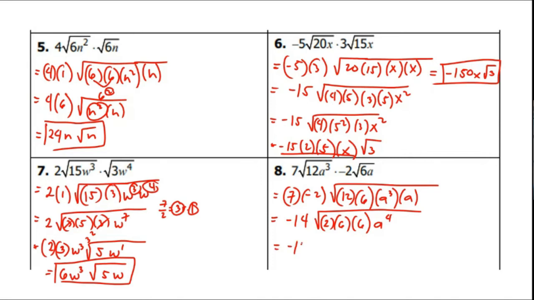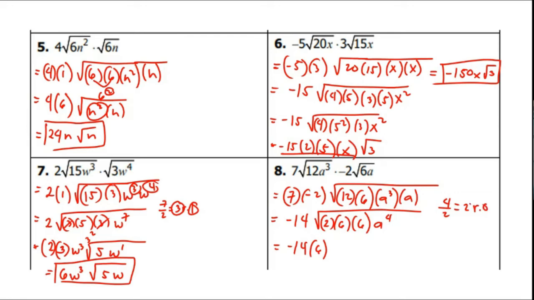Simplifying further, you will be having negative 14. 6 times 6 is 36, or 6 squared. So we can now move it out. So the square root of 36 is 6. And 4 divided by 2, you will have the answer, which is 2, remainder 0.